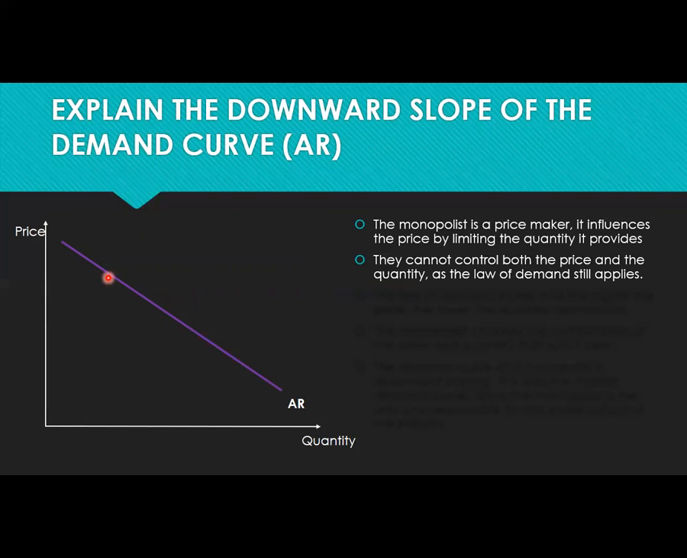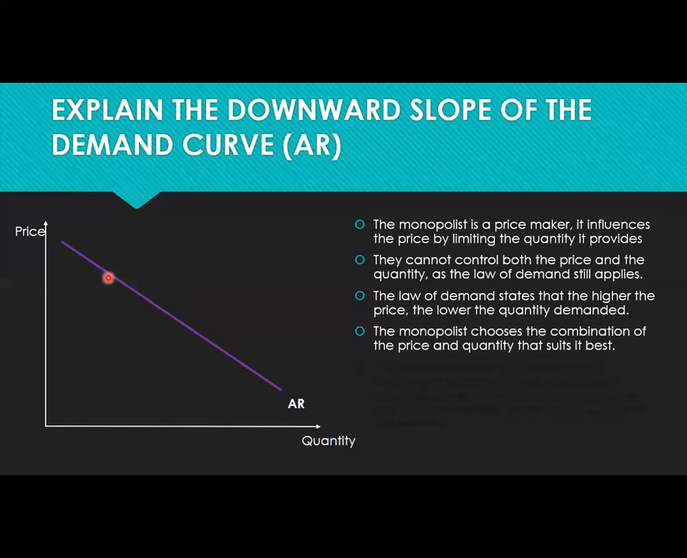They cannot control both the price and the quantity because the law of demand still applies. They can't charge excessively high prices because remember, consumers still have limited disposable income with which they have to purchase these goods. And if prices are absolutely ridiculous, they just rather go without it. The law of demand states that the higher the price, the lower the quantity that will be demanded. And the monopolist chooses the combination of the price and quantity that suits it best.